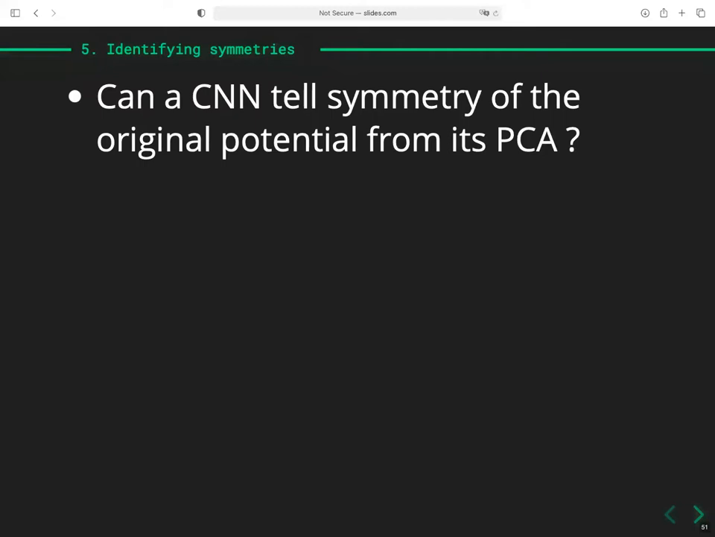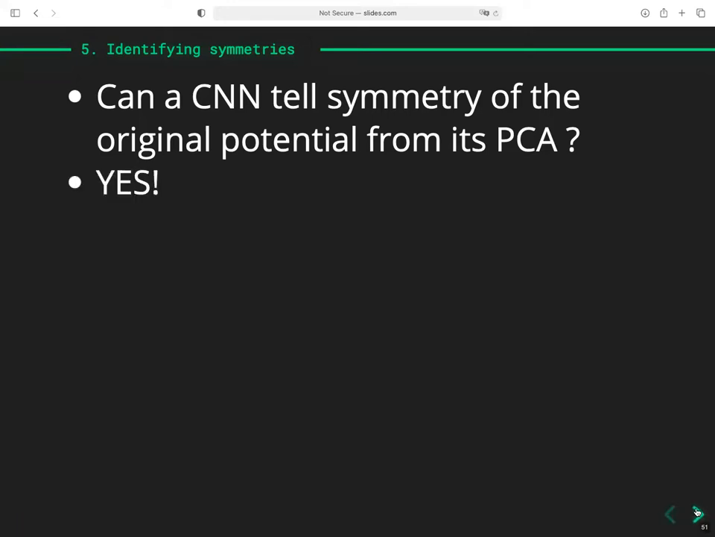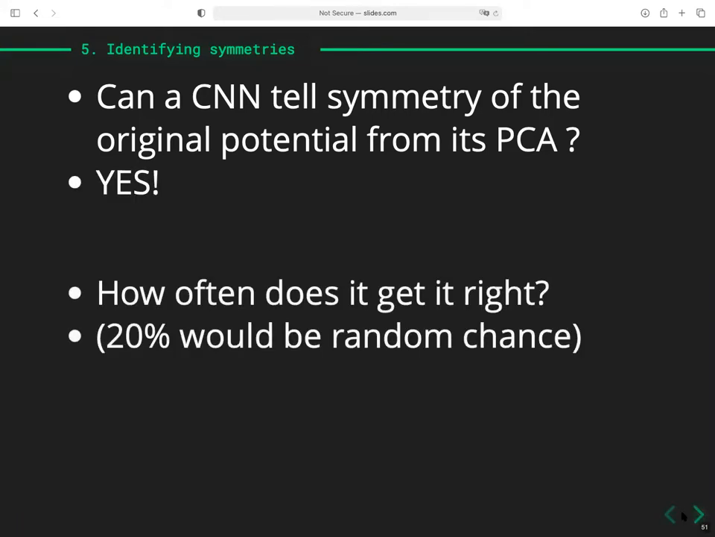Can the CNN tell me the symmetry of the original problem just from the PCA? If I'm here, it's probably because the answer is yes. Otherwise, I would be talking about something else. The question is how well. So we do 5 classes: reflection, continuous translation, discrete translation, or periodic potential, rotation invariant, and no symmetry that we know of, or a weird shape.